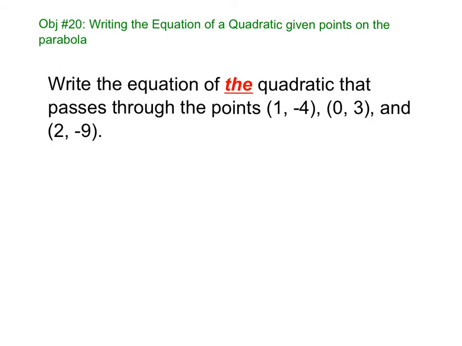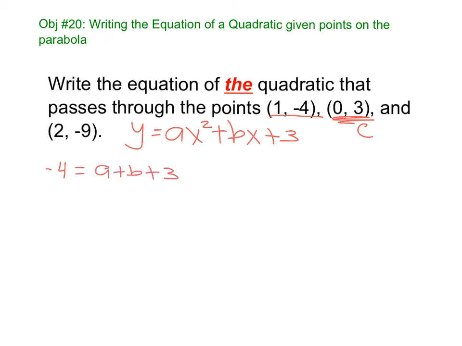All right, so here's another one just like the last one. I want you to try this one on your own. All right, so again, we have our 0, 3. So that is y equals ax squared plus bx plus 3. That is our y-intercept, so that's our c value. So now I'm going to plug in 1, negative 4, so negative 4 equals a plus b plus 3. When you plug in x, the x's just disappear, and you're left with your a and your b. So a plus b is negative 7.